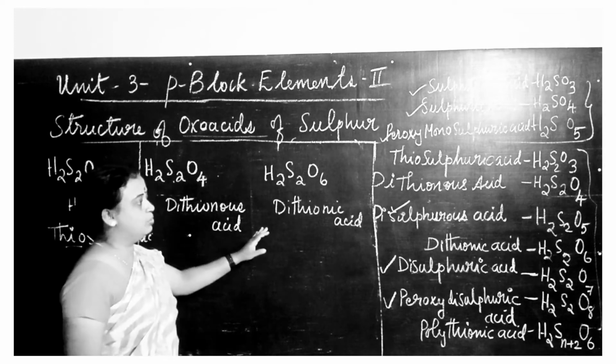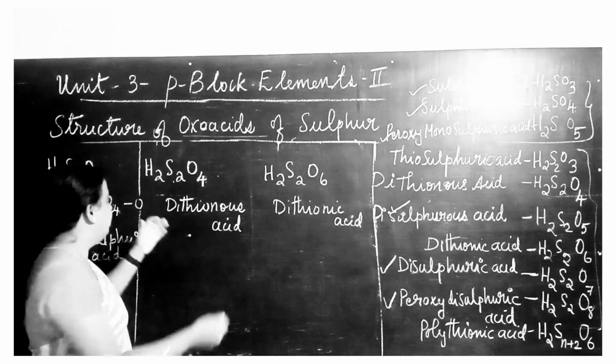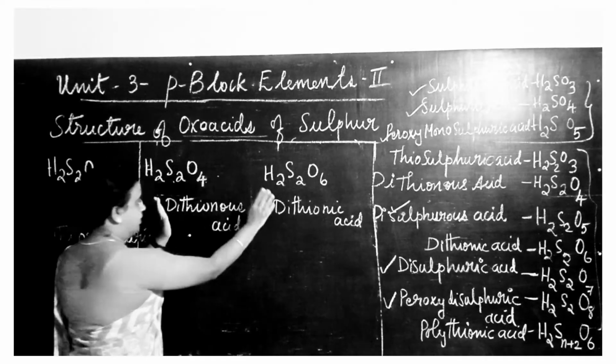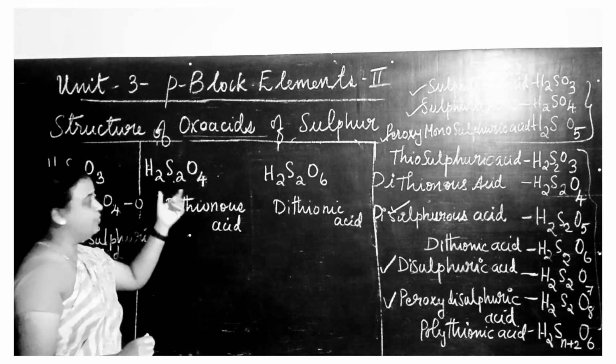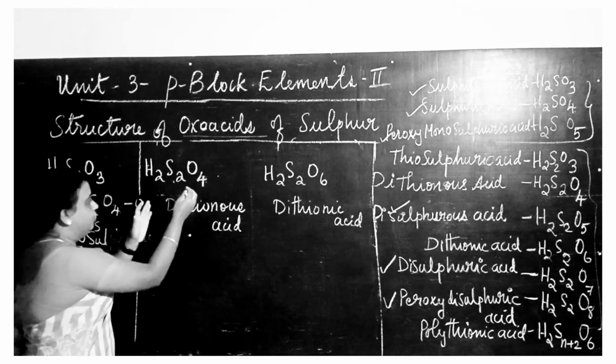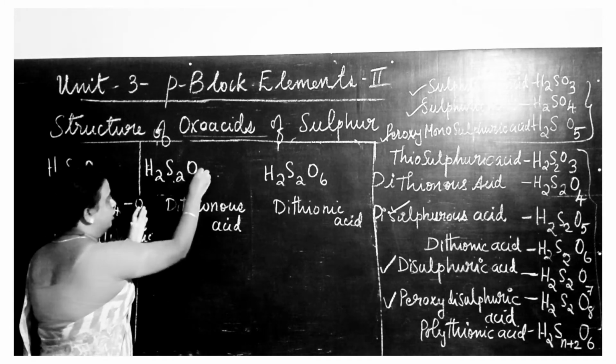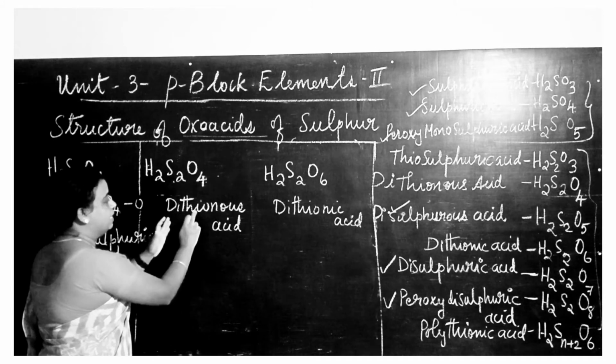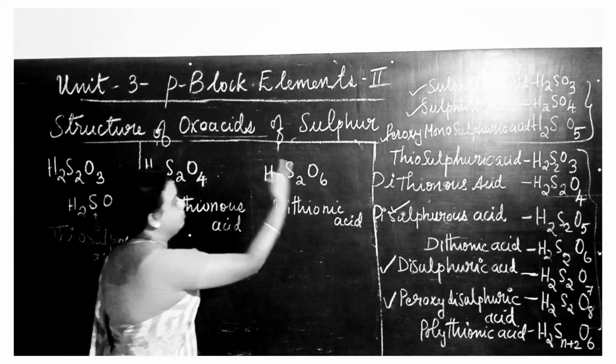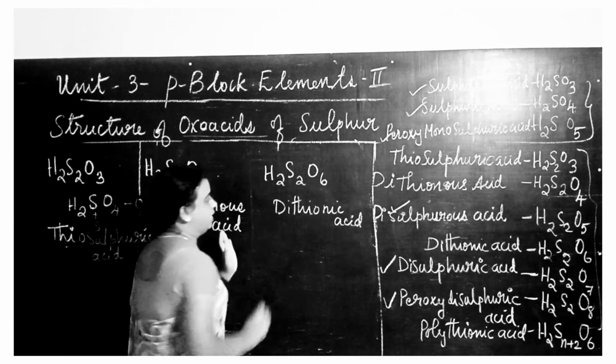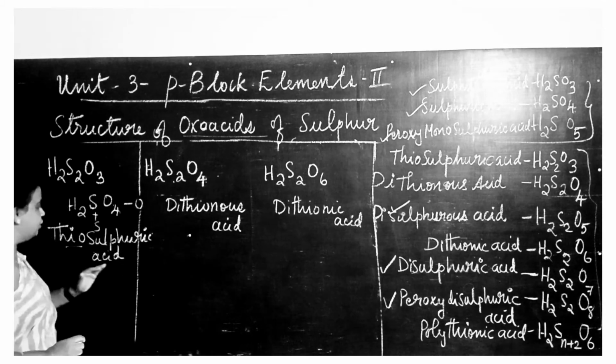Dithionic acid, H2S2O6. Fine, so it's easy for you to remember. Both the formulas are similar, and the only difference is in the two oxygen atoms. Here, because there are two oxygen atoms less, you write it as dithionous acid. Here, two oxygen atoms are more, so you write it as dithionic acid. Fine. Now let us write the structure for this.